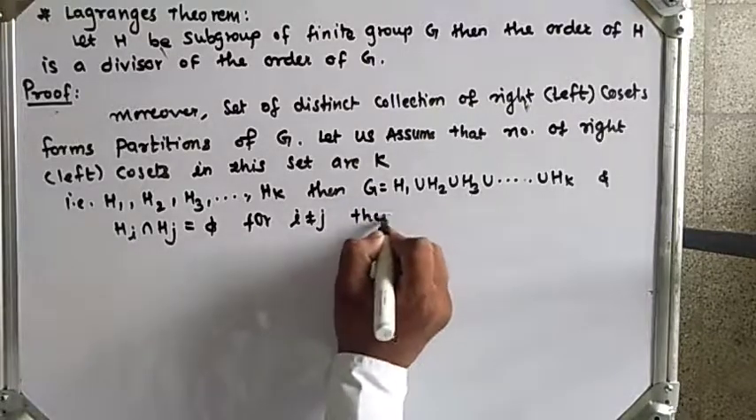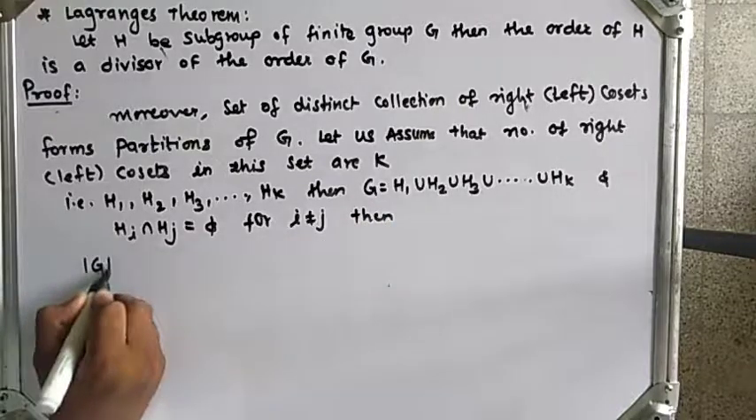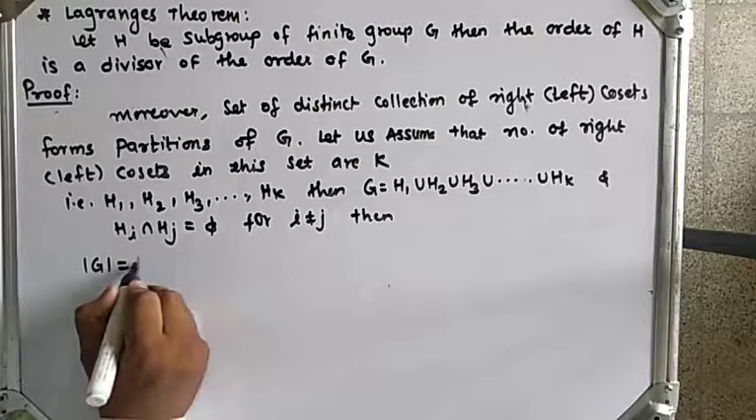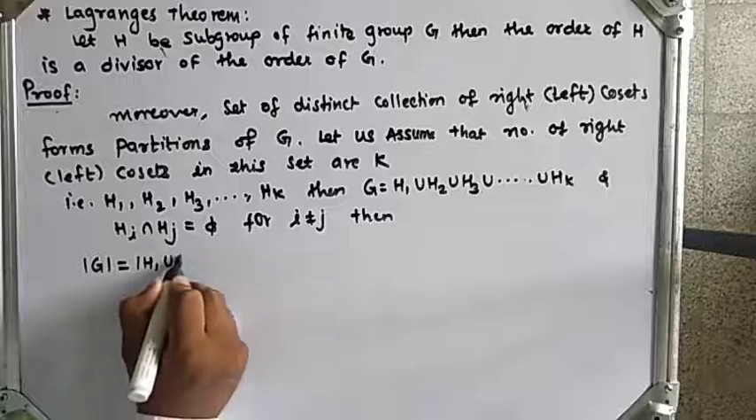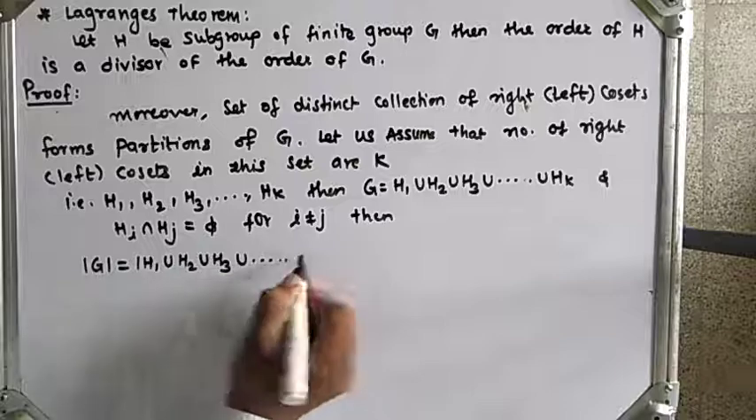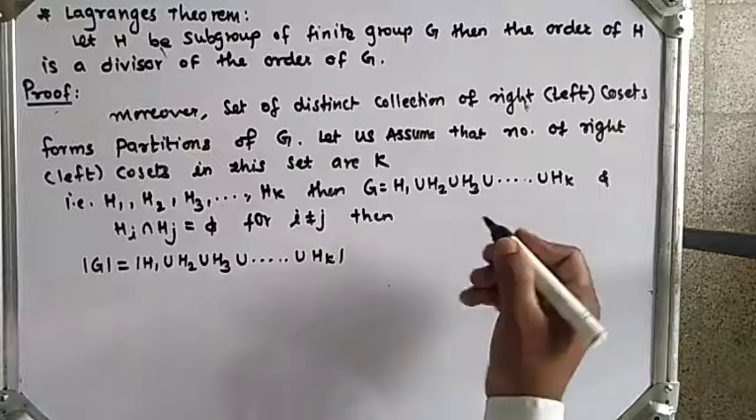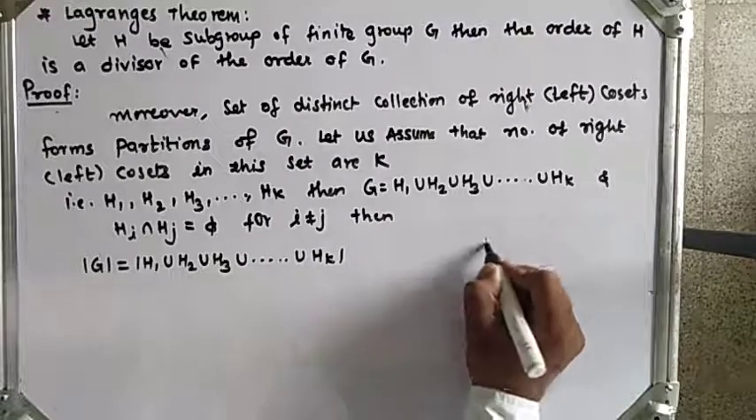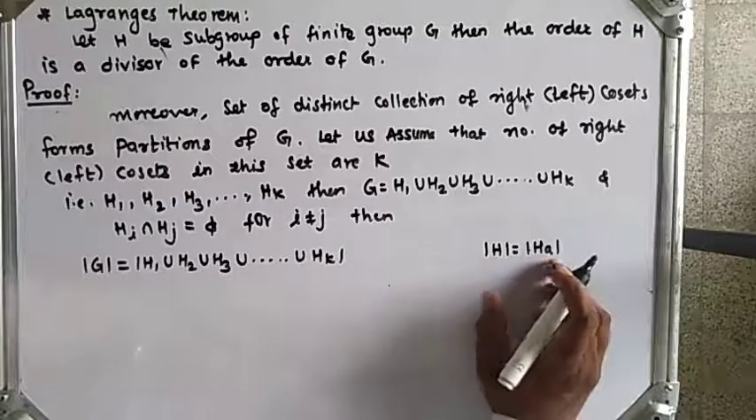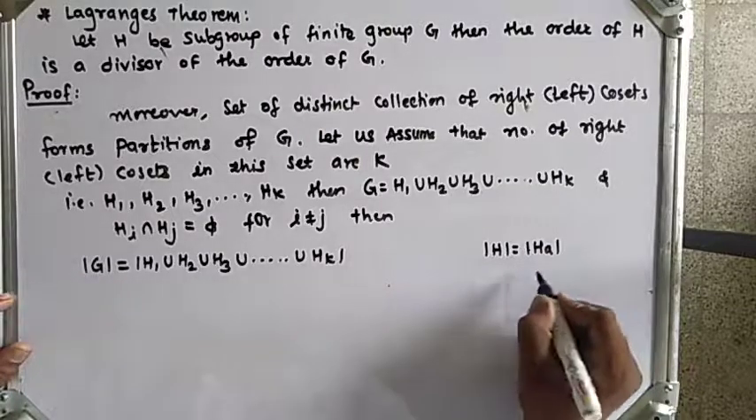Now we want the cardinality of G, so I will take the modulus. The cardinality of G is equal to the cardinality of h1 union h2 union h3 up to union hk. We have seen in the previous part, as I have proved, that the cardinality of H is the same as the cardinality of HA, where HA is some right coset. So I will put the value of A as 1, 2, 3 and so on. Then what will we get?